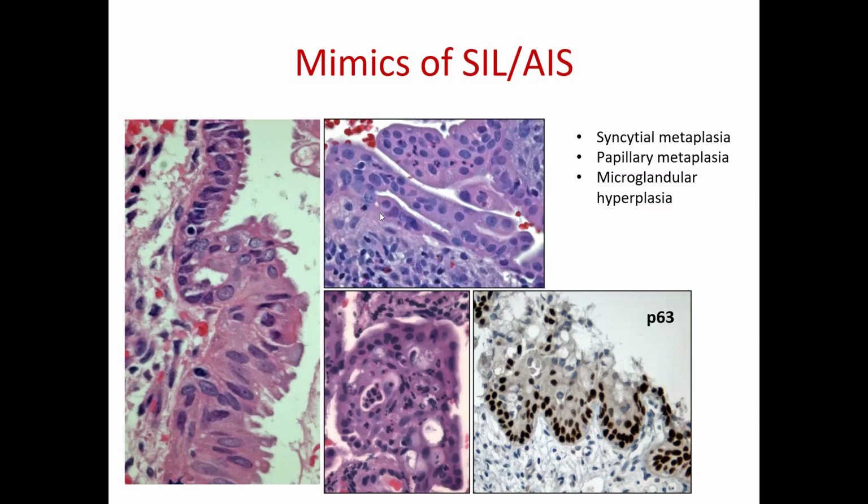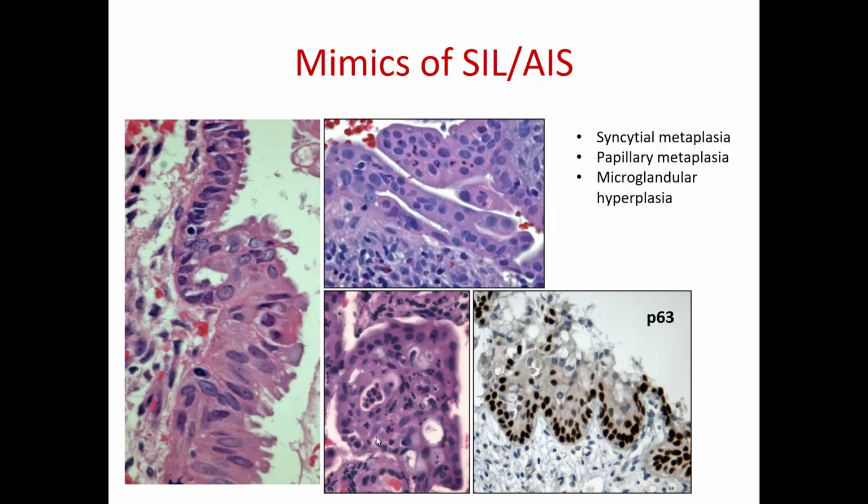Okay, what about this one? What will you call this one? This has to be AIS. No, it isn't. Why? Because the nuclei are not elongated, they are round. I don't see mitosis, and I see a lot of inflammatory cells. So that is what we call papillary metaplasia.